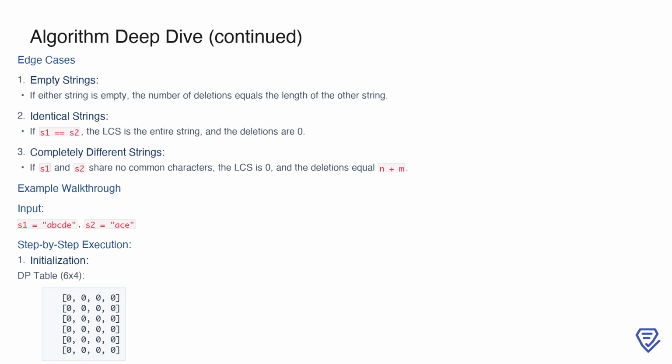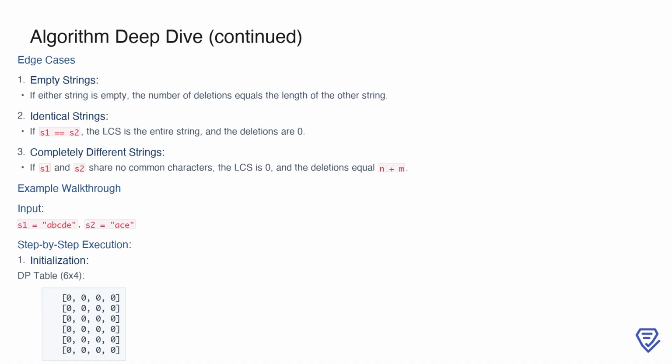First, if either string is empty, the LCS length is 0, and the number of deletions equals the length of the non-empty string. Second, if the two strings are identical, the LCS is the entire string, and no deletions are required. Finally, if the two strings share no common characters, the LCS length is 0, and the deletions required will simply equal the sum of the lengths of both strings.